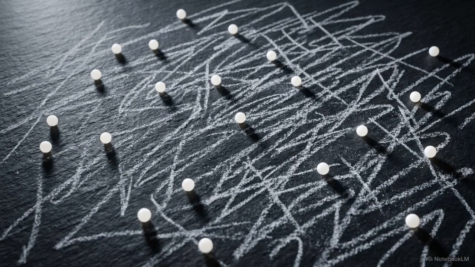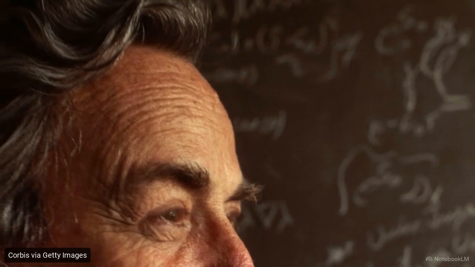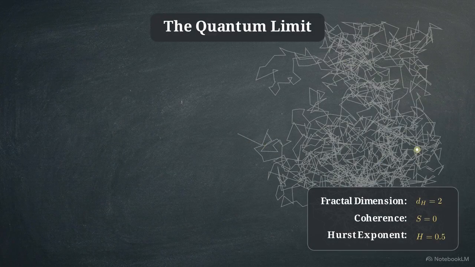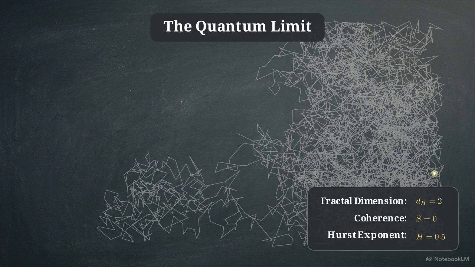When coherence is at 0, we reach the quantum limit. Stochastic noise is at its maximum, and every movement is purely random. This state of zero coherence aligns with the path integrals described by Richard Feynman. He showed that quantum trajectories are incredibly jagged, with a fractal dimension of 2.